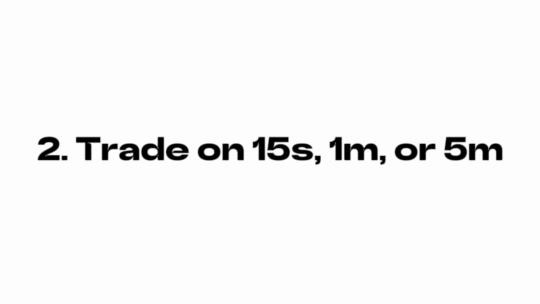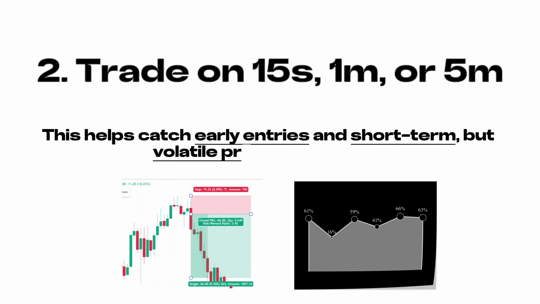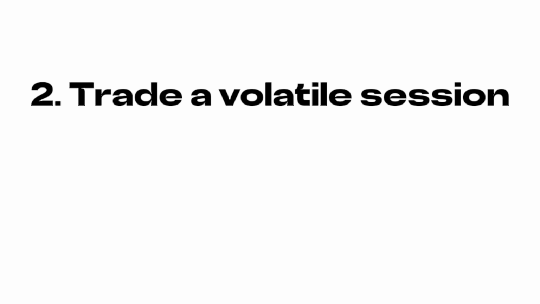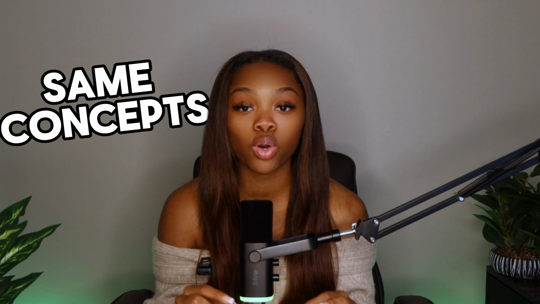Number two, I'm going to be trading on lower time frames so that I can get early entries and short-term but volatile price movements. And last, I trade the open of New York session because it makes using the 15-second a lot easier because of the volatility. But if you trade a less volatile session, you can still use the same concepts on higher time frames.